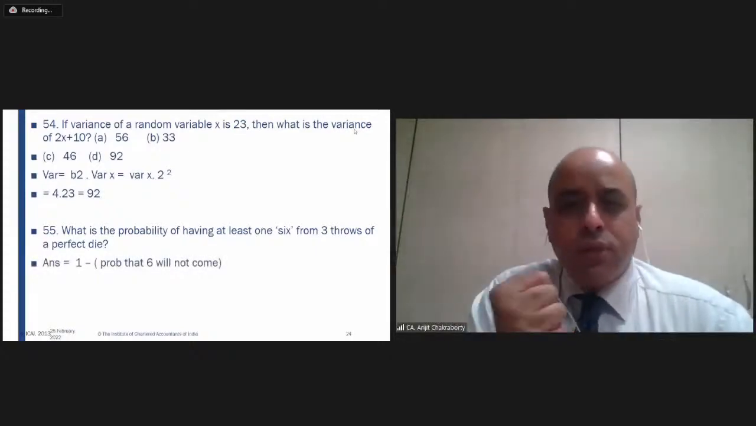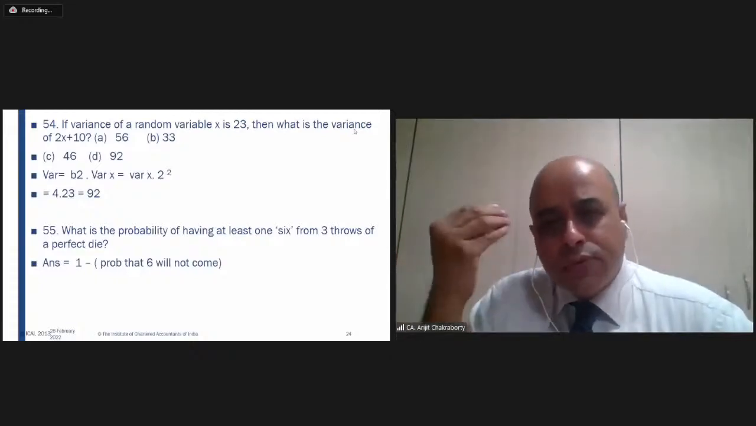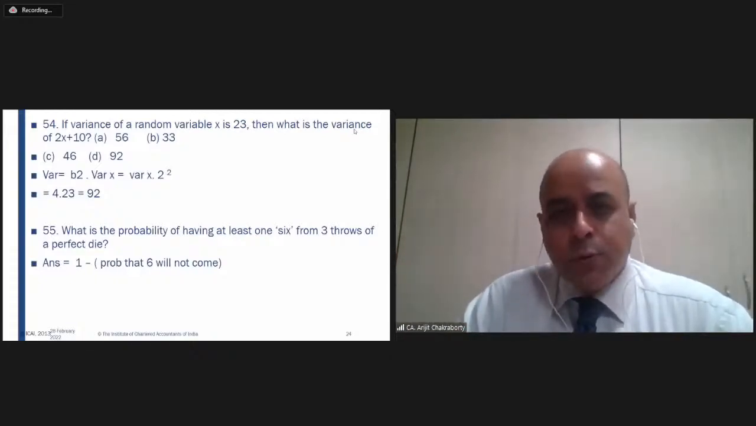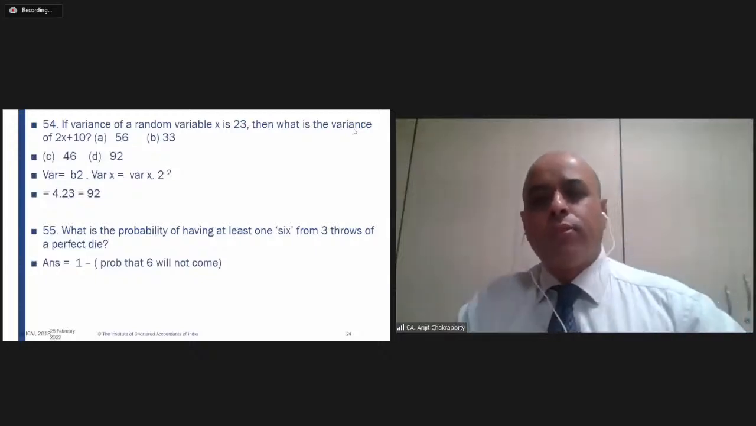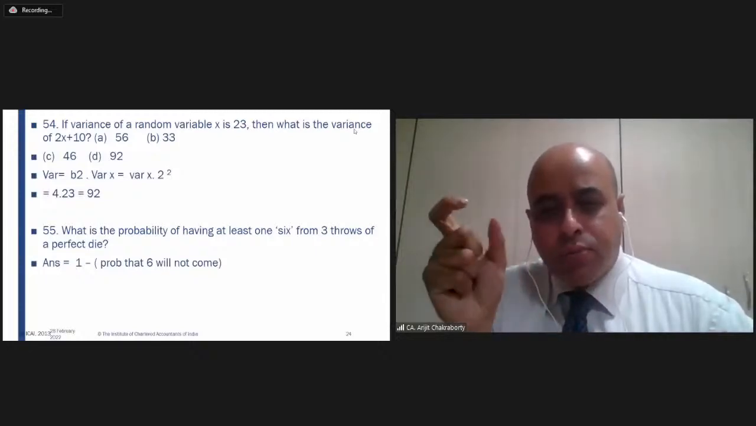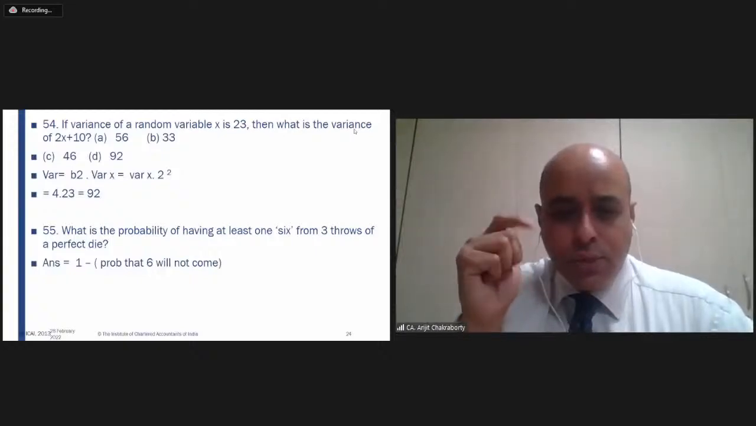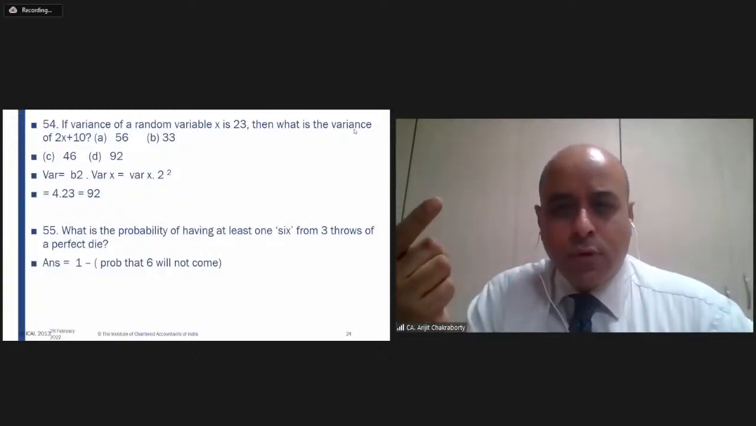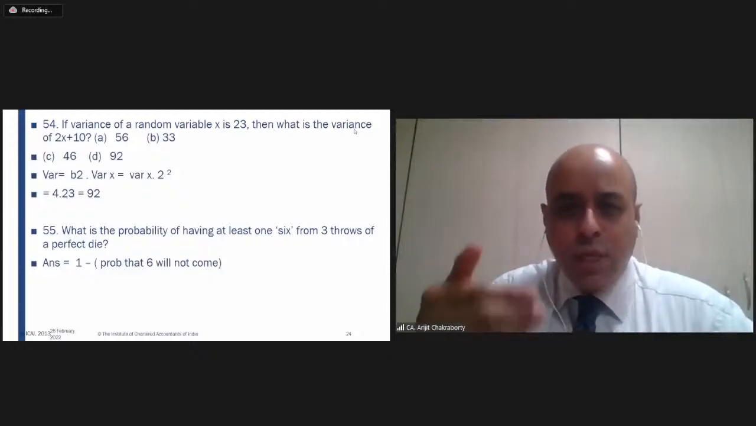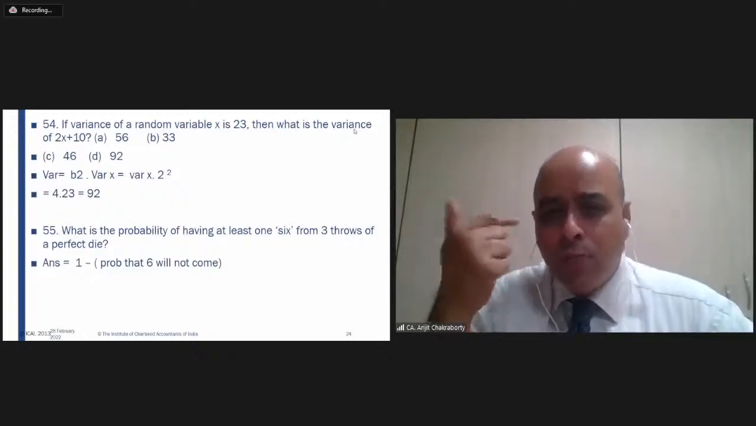Now we can use the concept of complementary event. The probability of getting at least one 6 is equal to 1 minus the probability that 6 will not come. Please try to use this approach when you get problems of this type. You are throwing the die 3 times. At least one 6 means at least 1; it can be more than 1, that is 2 times or 3 times. So the best way to do this problem is by using the complementary idea.